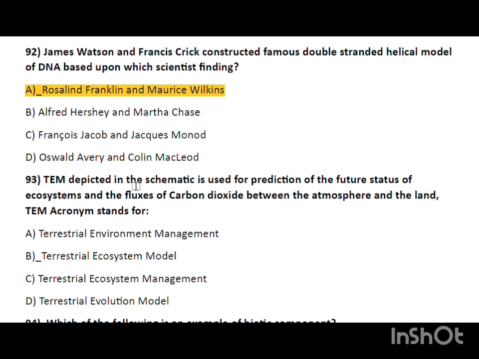Then question number 93. TEM depicted in the schematic is used for prediction of the future status of ecosystems and the fluxes of carbon dioxide between the atmosphere and the land. TEM acronym stands for Terrestrial Environment Management, Terrestrial Ecosystem Model, Terrestrial Ecosystem Management, Terrestrial Evolution Model. Correct answer is Terrestrial Ecosystem Model.